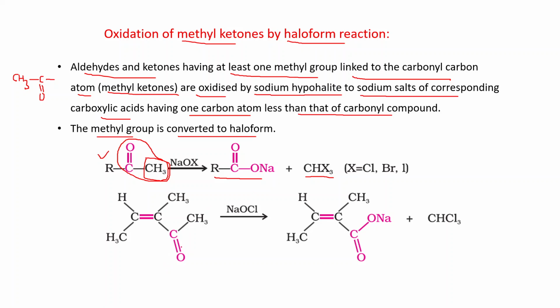See one more example. Now this is the carbonyl group, and to this carbonyl group this methyl group is attached, and when this is treated with sodium hypochlorite, NaOCl, then this CH3 will convert into chloroform, CHCl3. And this part will convert into its sodium salt, that is COONa. Clear?